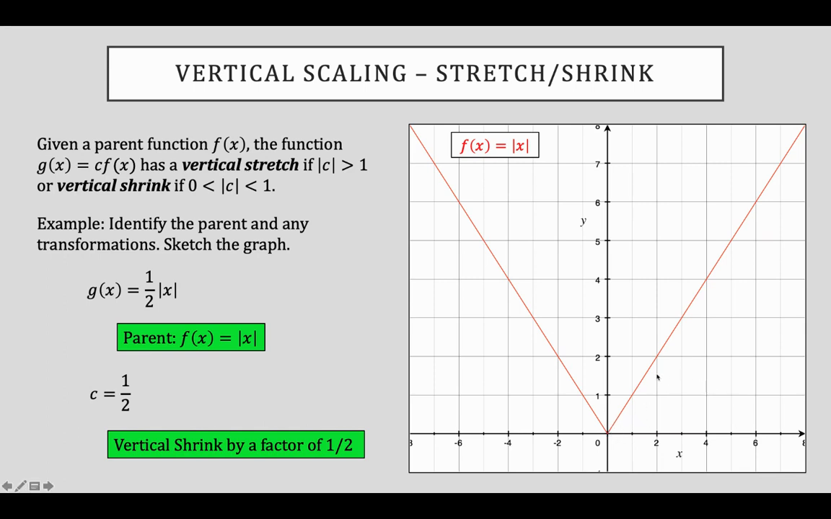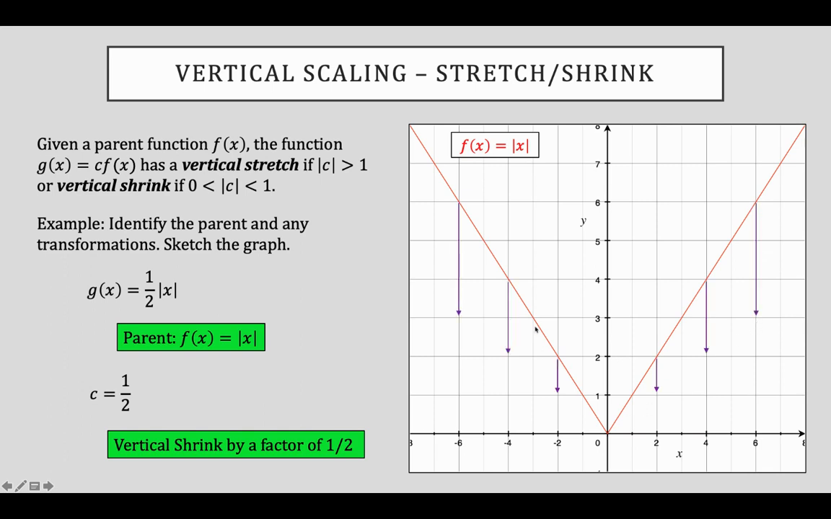In other words, let's look at this point right here. This point that was at 2, 2. The y-coordinate was 2. If I multiply that by 1/2, that brings me down to 1. Let's look at this ordered pair here. This was 4, 4. I multiply the y-coordinate 4 by 1/2. That brings me down to 2. Here we had the ordered pair 6, 6 on the parent function. I multiply the y-coordinate by 1/2. 6 times 1/2 is going to bring me down to 3.